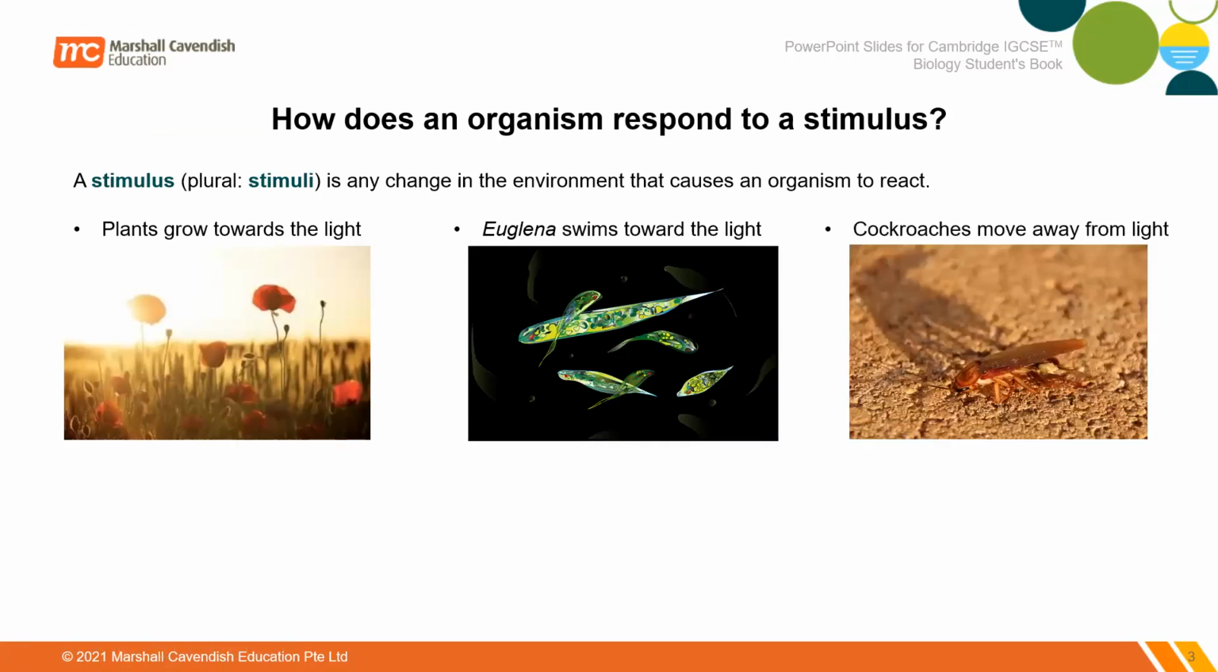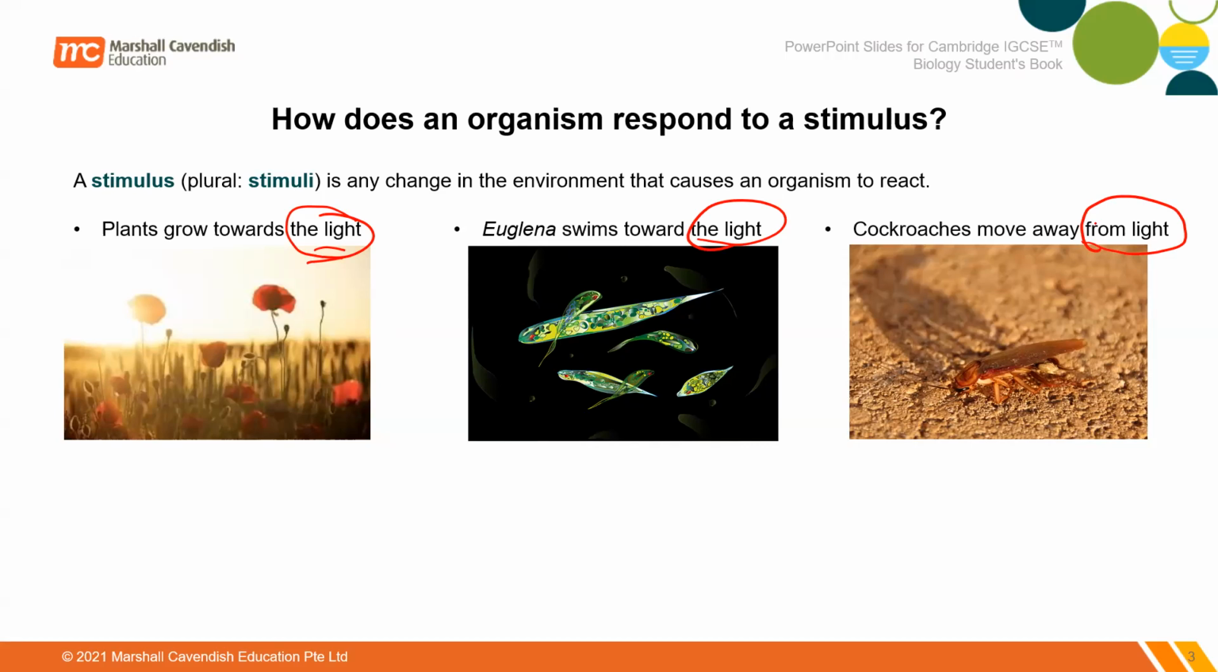First one, plants. The ability to grow towards the light is a kind of response. The ability of Euglena to swim to the light is a kind of response to specific stimuli. And here the stimulus is the light, because stimulus is the singular word. The response happens in different living organisms: plants, Euglena in front of us, cockroaches.